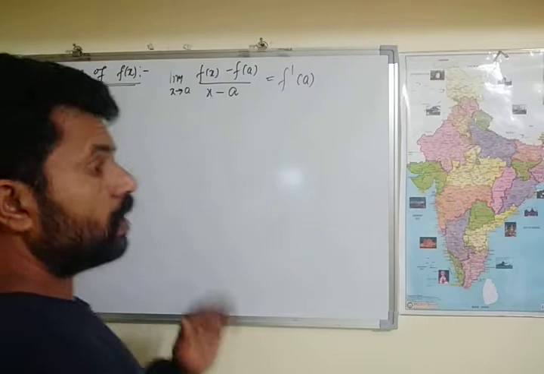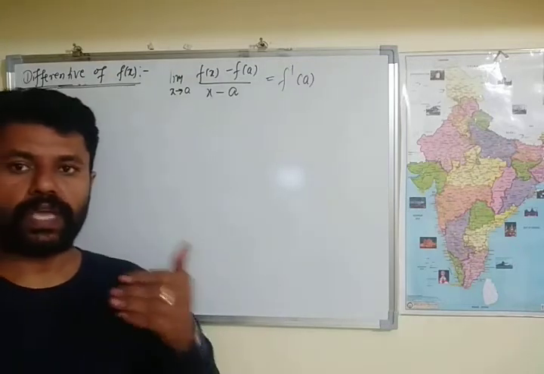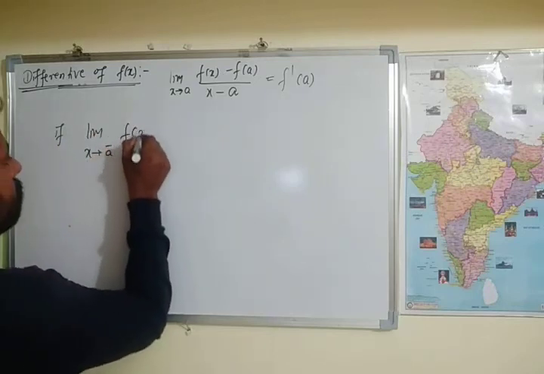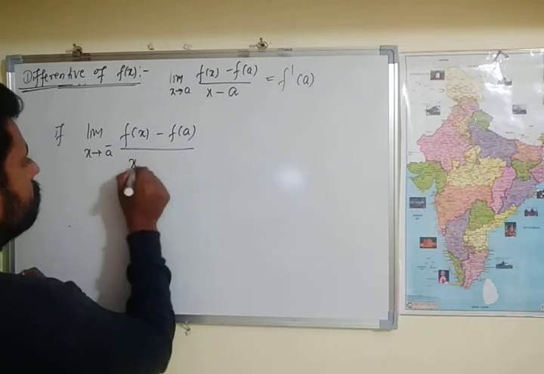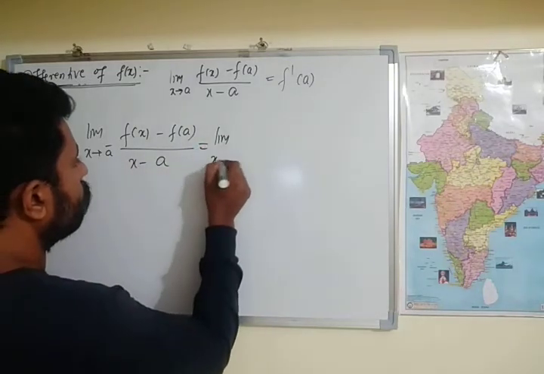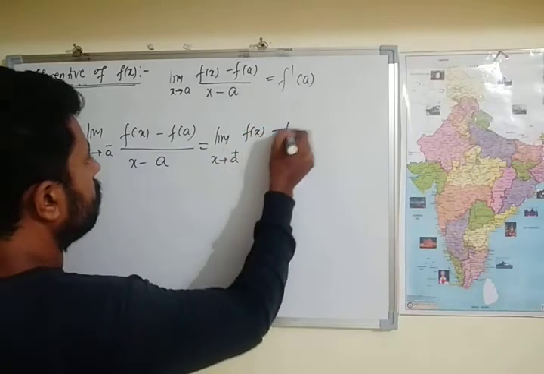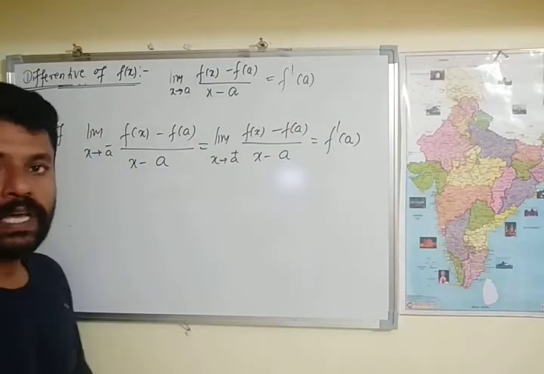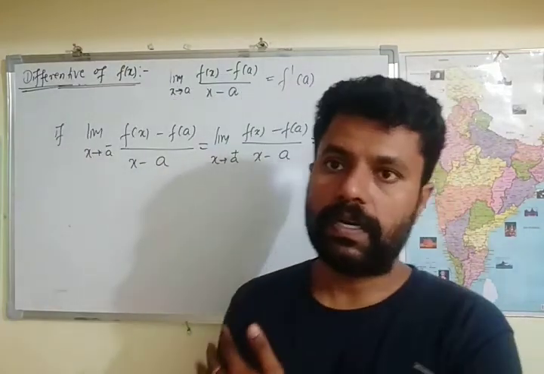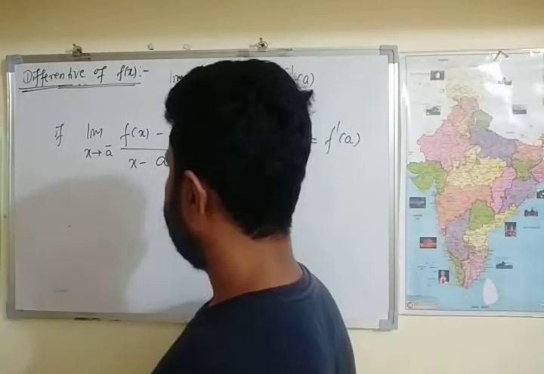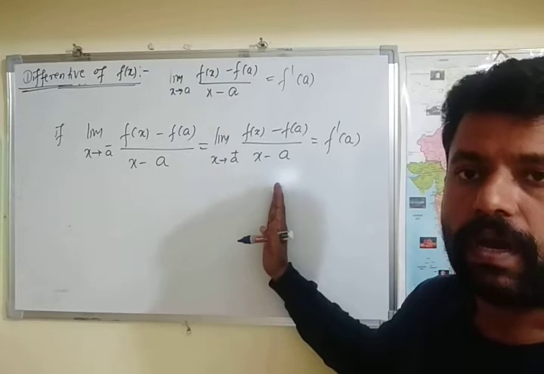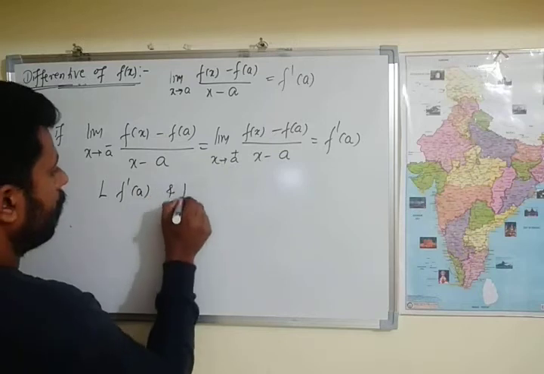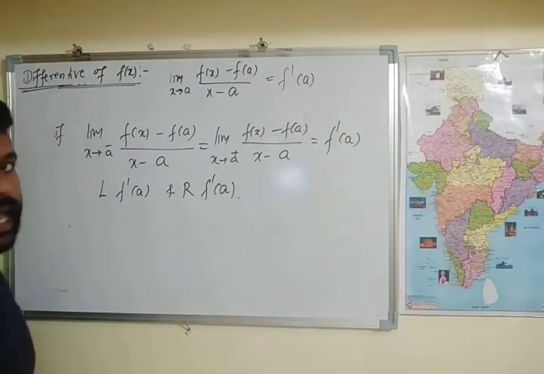Next, thus the function is differentiable at x is equal to a if limit x tends to a minus f of x minus f of a divided by x minus a is equal to limit x tends to a plus f of x minus f of a divided by x minus a is equal to f dash of a. These are respectively called left hand derivative and right hand derivative and are denoted by L of f dash of a and R of f dash of a.